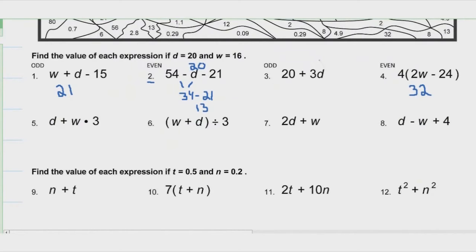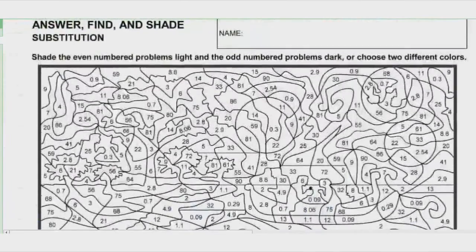D is now going to be 20, and since a 3 is next to a variable, it's going to be multiplication. So this is going to be 20 plus 3 times 20. And you're going to do multiplication first because order of operations tells us to do that. And we're going to get 60, and we're going to get 20 plus 60, which equals 80. And again, you're going to find 80 at the top in the picture. And since it's an odd, all the 80s you find, you're going to do dark.